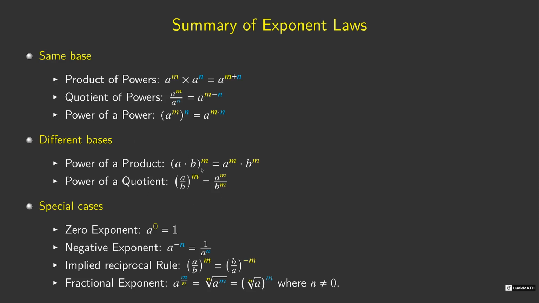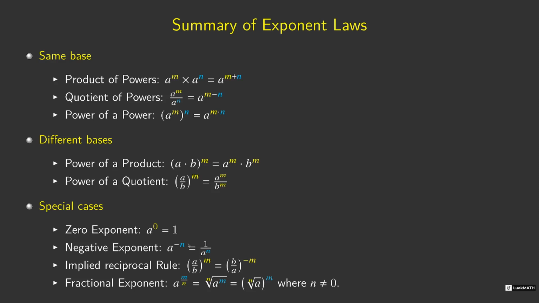Now, when the bases are different, for example, here we have a power of a product. So a times b raised to m. We distribute the exponent. It becomes a to the m times b to the m. A quotient, the same. You distribute again. A over b raised to m is equal to a to the m divided by b raised to m. And then the special cases we've seen so far: zero exponent, anything raised to 0 equals 1 as long as a is not equal to 0.